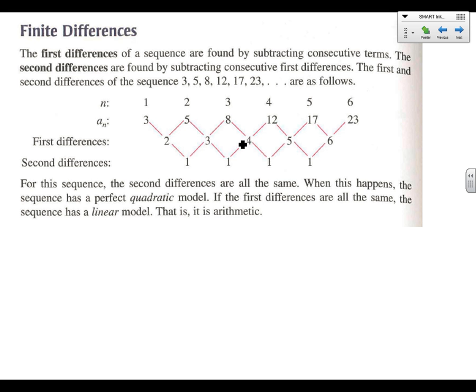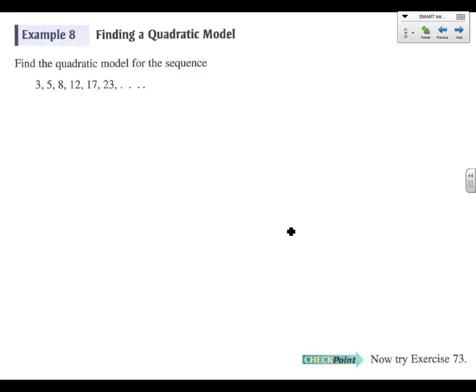3 minus 2 is 1. 4 minus 3 is 1. 5 minus 4 is 1. 6 minus 5, they're all the same. If the second differences are the same, you have a quadratic model. All right, so in this case, it's a quadratic model. And so we're going to be able to figure out what that model is using substitution. So here, we know that this is 2. We'll just put these up again. 3, 4, 5, 6. So the second difference is 1, 1, 1, and 1.